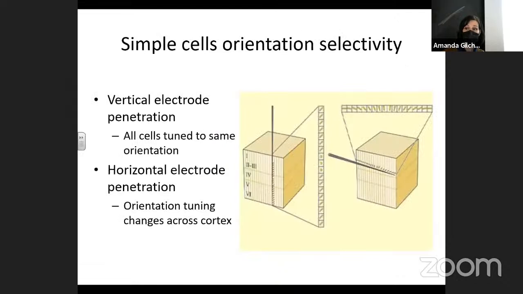So let's talk a little bit about this orientation selectivity. If we are looking at a particular section of hypercolumn, if we took an electrode and went through one section of the hypercolumn along a vertical line, we would find that all of the cells were tuned to the exact same orientation throughout all of these layers. If we penetrate that section horizontally, you are going to see a full 180 degrees of orientation tuning across that cortex.